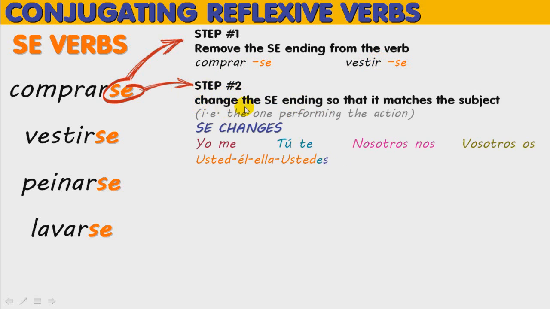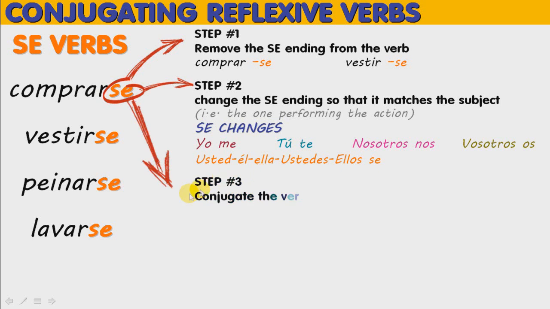Step number 2 involves changing the se ending so that it matches the subject. Every person has a specific reflexive form, and we are going to see which is the particle that belongs to each person. So in other words, we will be changing se to match each of the persons. For yo, we use me; tú, te; nosotros, nos; vosotros, os; and usted, él, ella, ustedes, o ellos, they all share the same form, se. Now let's see how we apply that.